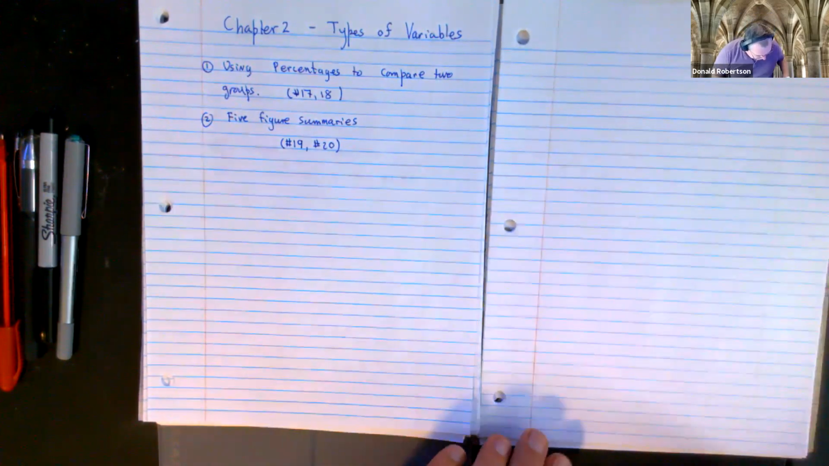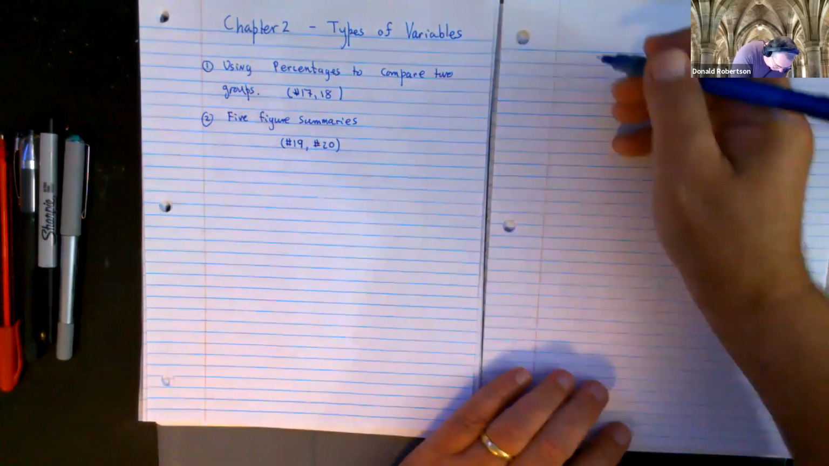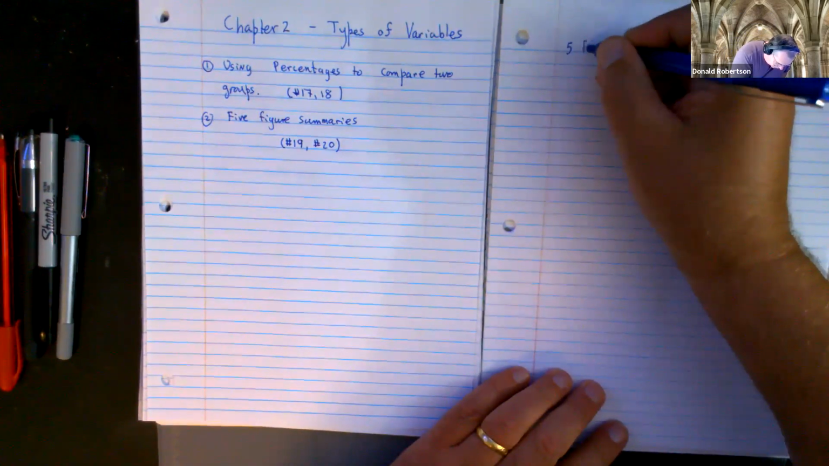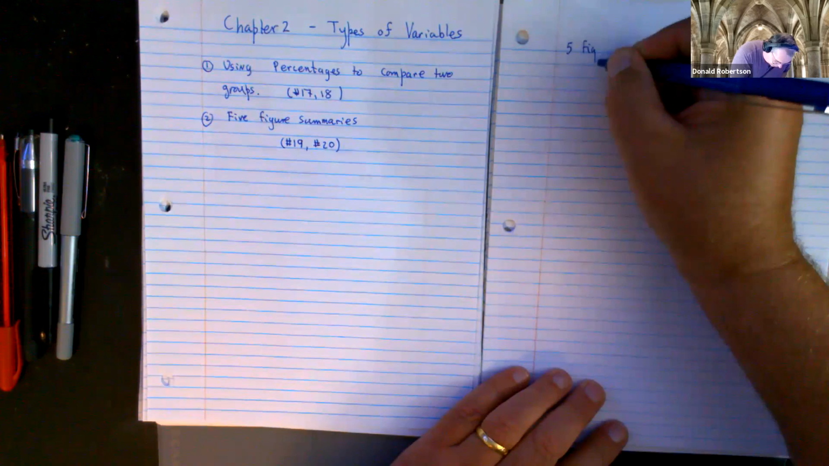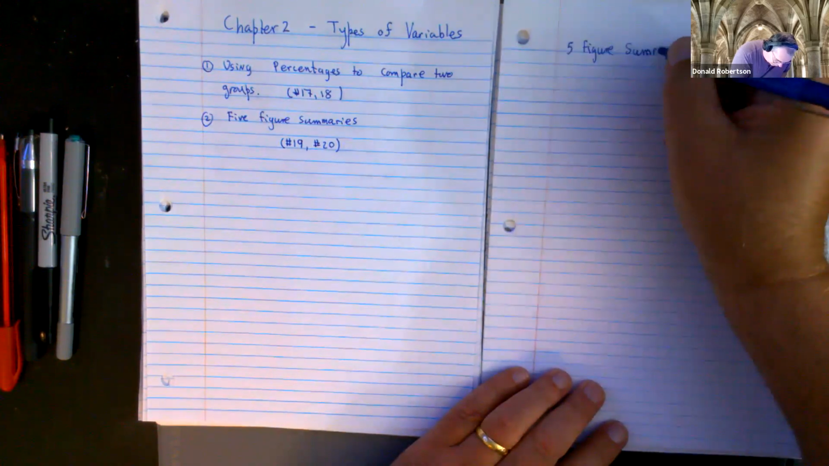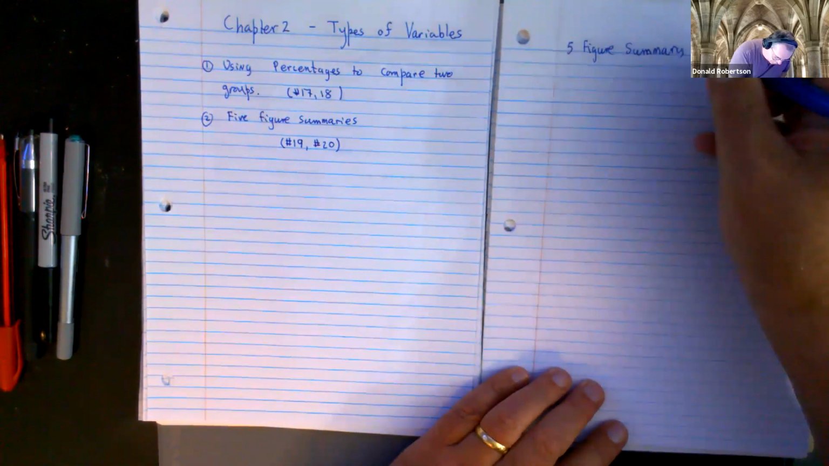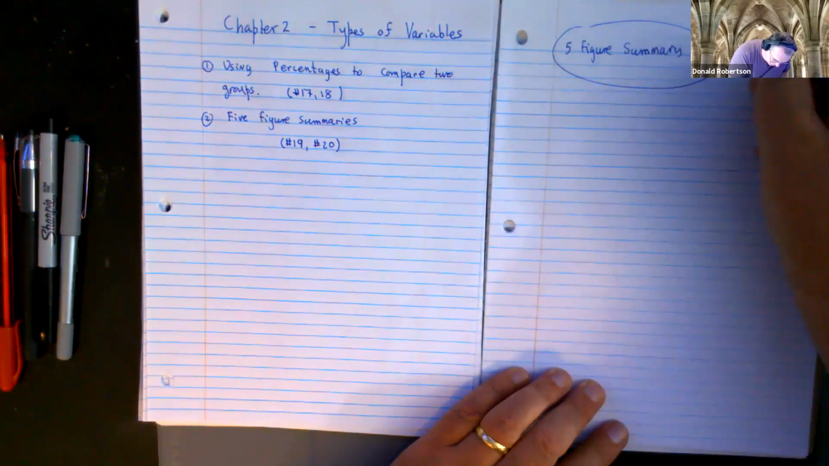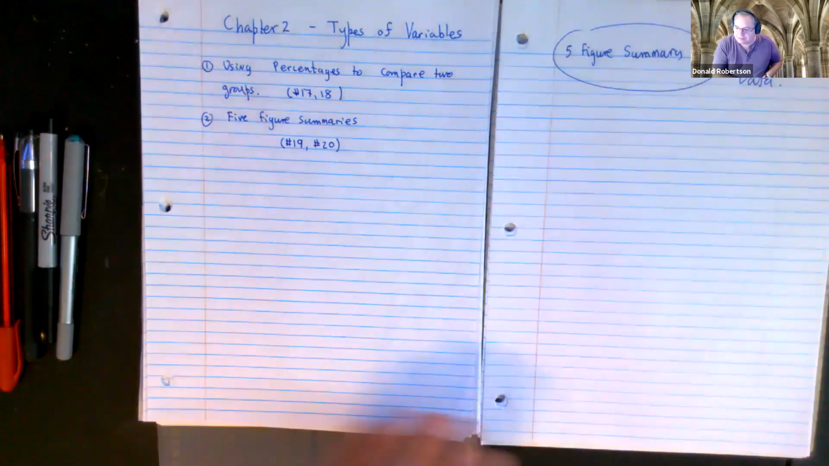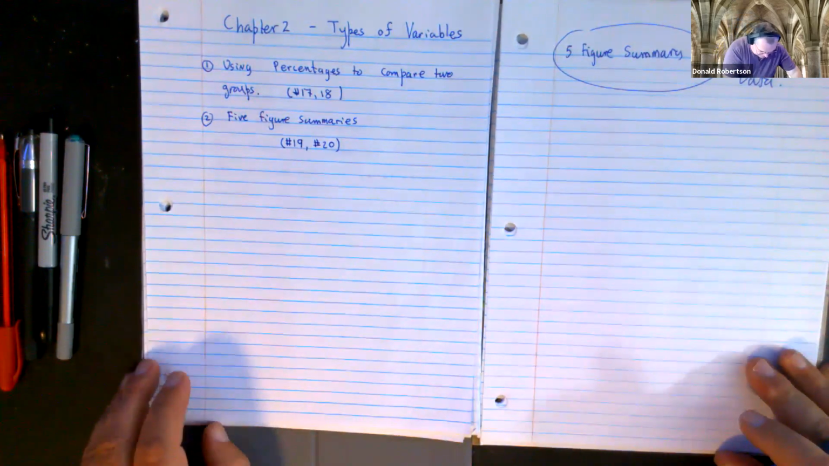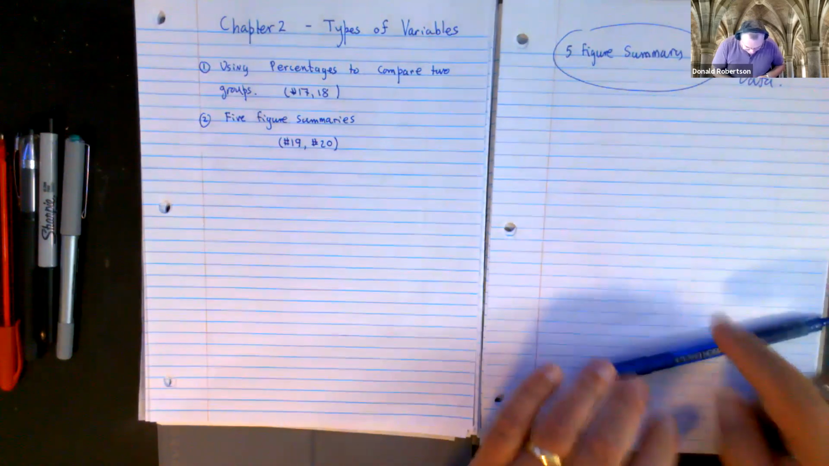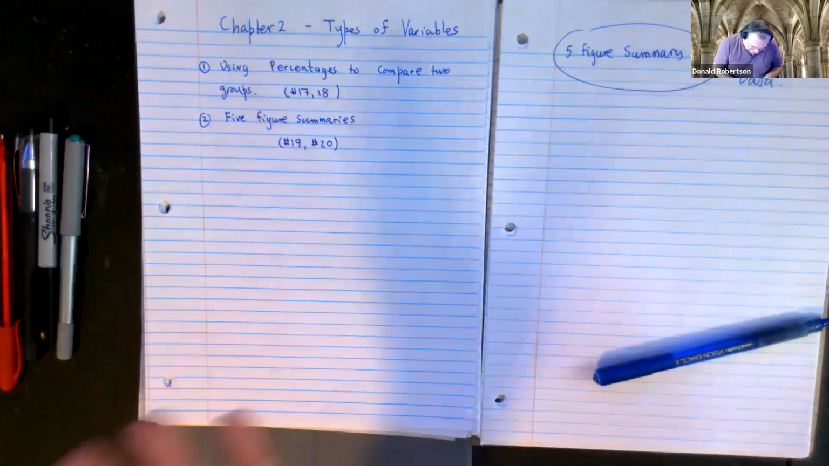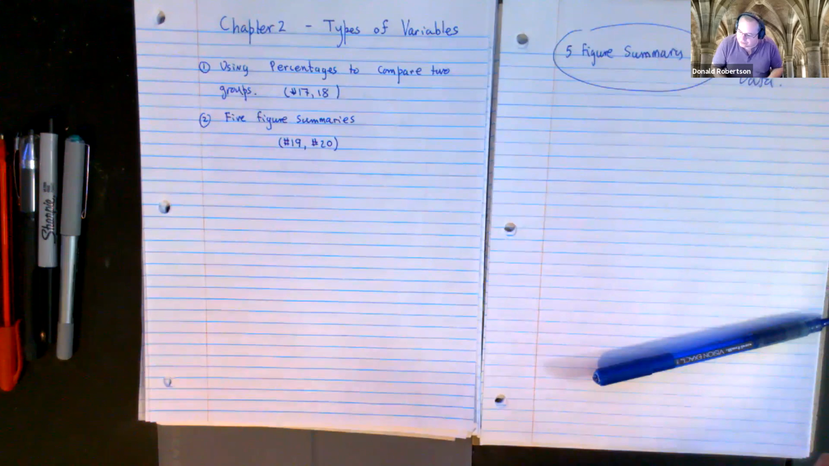So let's look at this thing called the 5-figure summary. We are talking about quantitative data now. In quantitative data, one of the things that you want to do is take a whole load of numbers and organize it in some way that allows us to see what's going on.